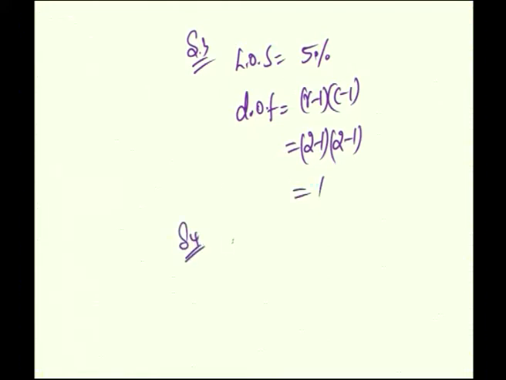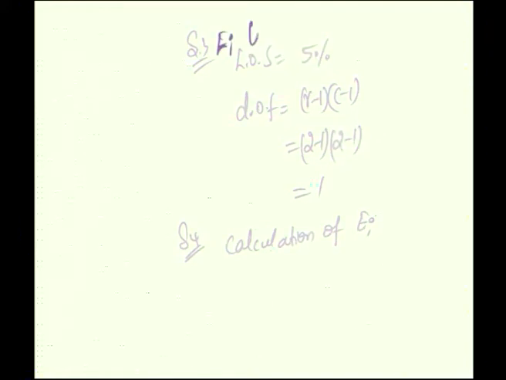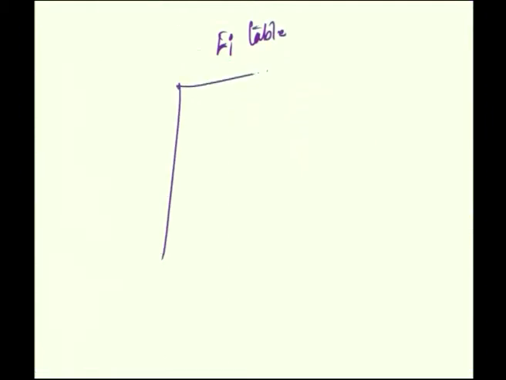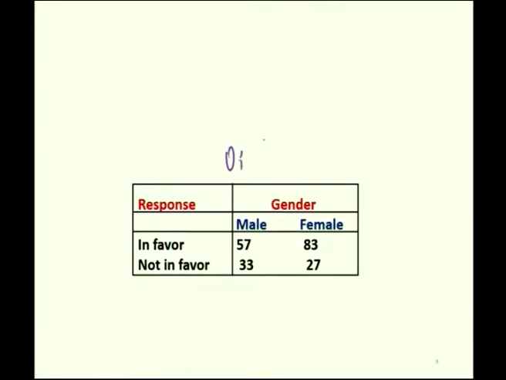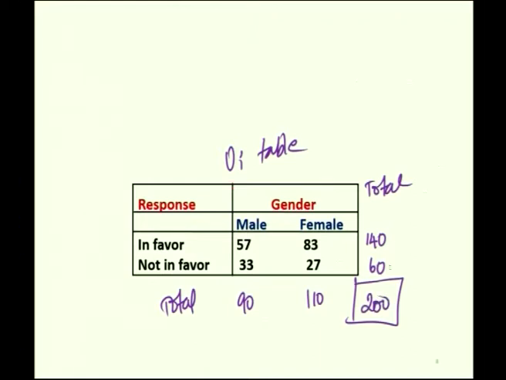Next step 4 is calculation of EI. That is we have to form the EI table. EI table is also 2 cross 2. Okay. We just now look at the OI table. This is the OI table, right, given in the question. We will put the total here itself instead of writing it again. So, the OI total gives you 57 plus 83 is 140 and 33 plus 27 is 60 and this is 90 here and then 110. So, the grand total is 200, 140 plus 60 as well as 90 plus 110 gives you 200.